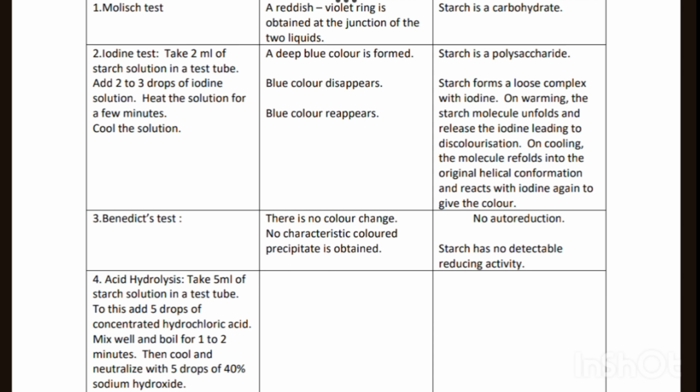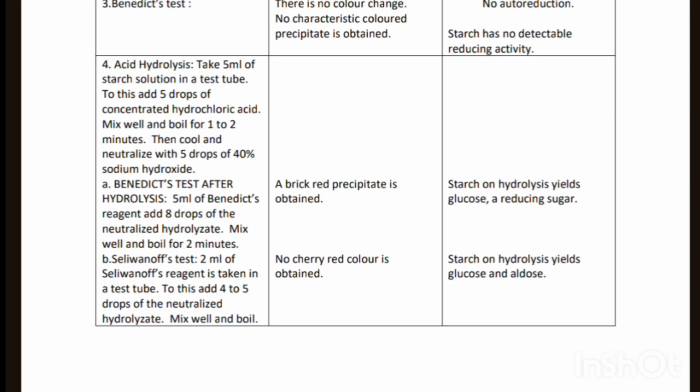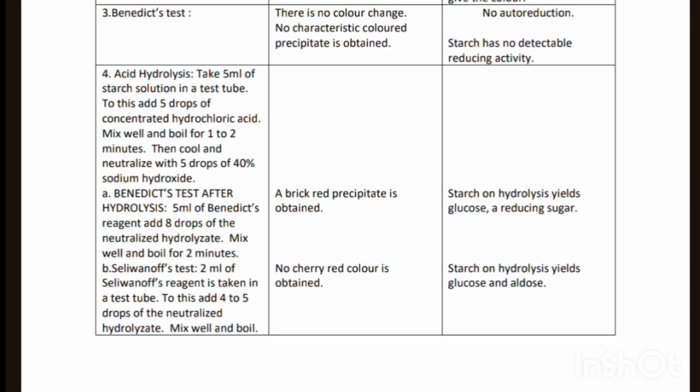In Benedict's test, there is no color change, because there's no reduction. A characteristic colored precipitate is also not obtained. So now you know this is not a reducing sugar. Next you will do acid hydrolysis, then you will do Benedict's test after hydrolysis. A brick red precipitate is obtained. Why? Because the small units from the polysaccharide starch give the monosaccharide glucose. Starch on hydrolysis yields glucose, so a brick red precipitate will be there.